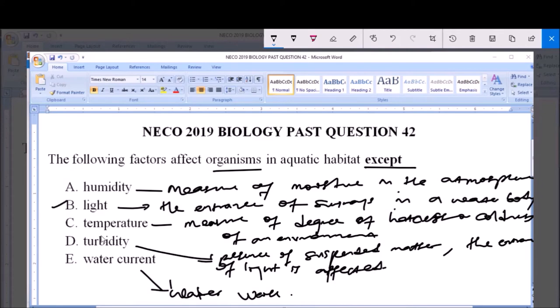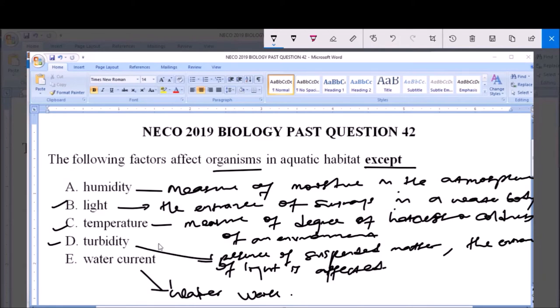Now, temperature also affects aquatic organisms, because when the temperature is too high in the aquatic habitats, the organisms are unable to bear this temperature and some might even die. So temperature is very important. Also, turbidity. I told you that turbidity affects the penetration of light, that is the entrance of light into the water body. This is due to the presence of suspended matter. So turbidity is actually a factor that affects aquatic organisms.